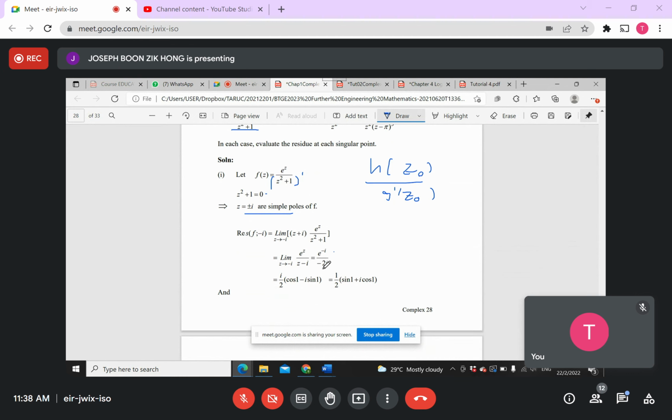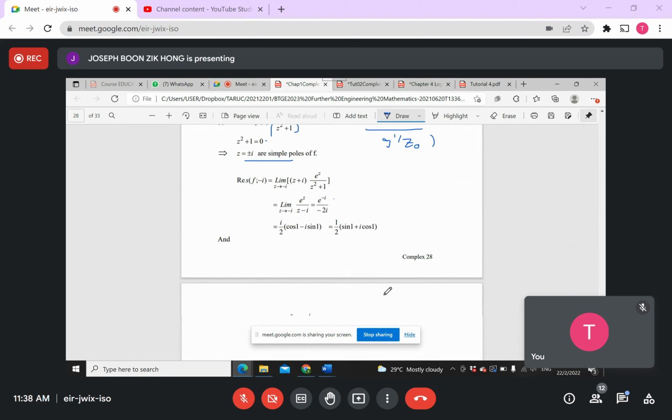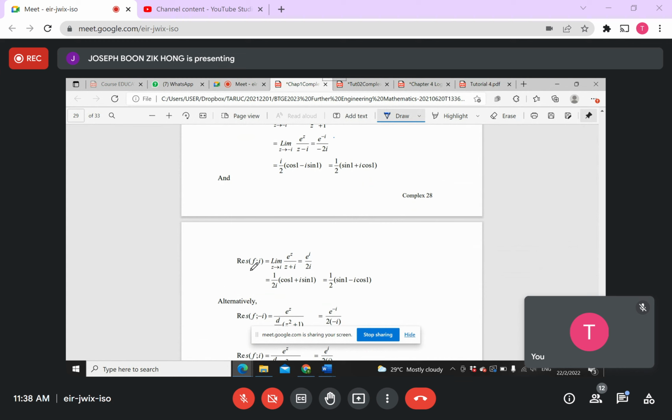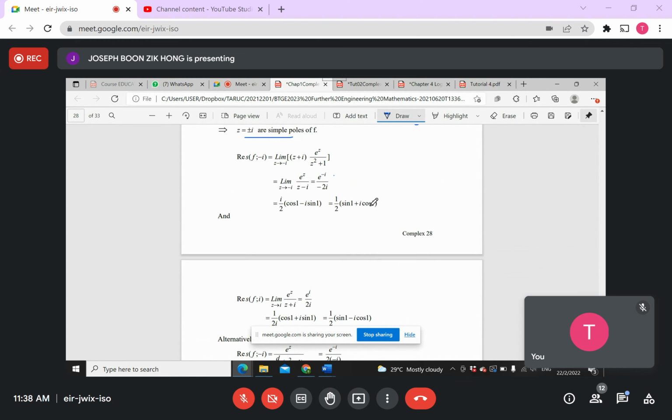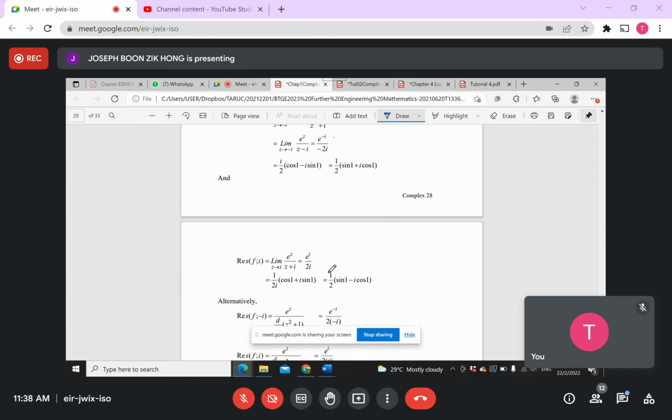The rest is just because what we do here, we change the exponential into the normal complex form, and then divide by 2i, then I have this one. So this one is when it is i. Now it will become e^i over 2i. Again, just change to a normal complex form, then you will get the answer.